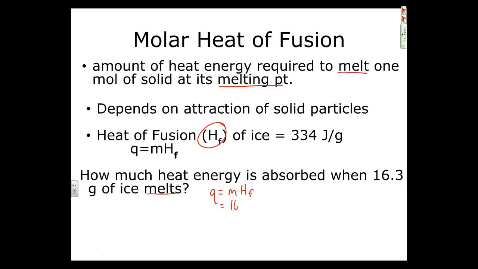And so the mass is 16.3 grams, and my heat of fusion of water is 334 joules per gram. Grams cancel out. All I'm left with are joules, and that makes sense for Q. I need 3 sig figs because they gave me 3 sig figs in this number. And so I've got 5440 joules. Again, that's over 1,000, so let's go ahead and convert it to kilojoules. 5.44 kilojoules of heat are needed to melt that much ice.